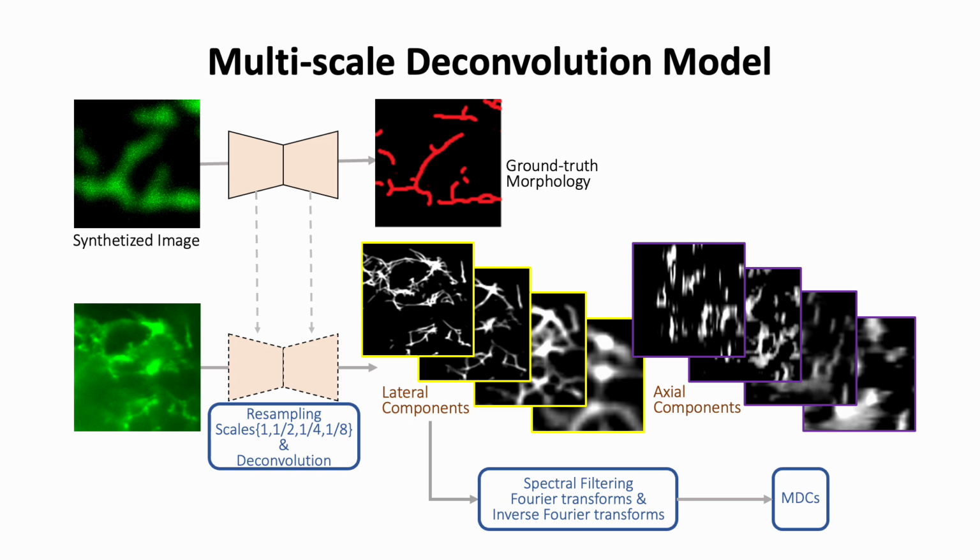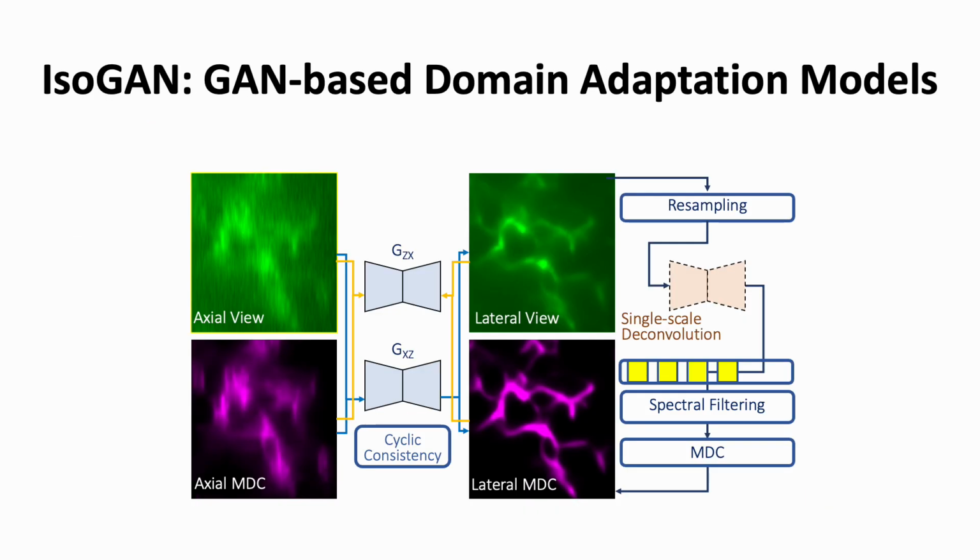The original images were resampled into different physical scales, and multi-scale responses of the deconvolution model were weighted to create MDCs through Fourier transforms. MDCs were generated for both lateral and axial views before proceeding to the next step. Next, we employed unsupervised domain adaptation techniques using GAN models with cyclic consistency.